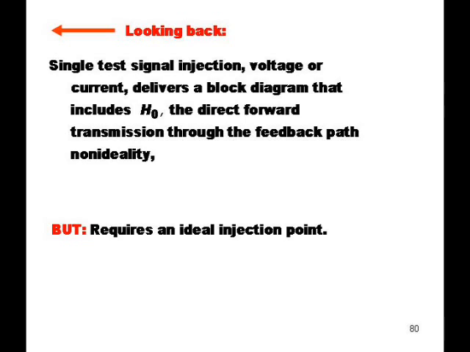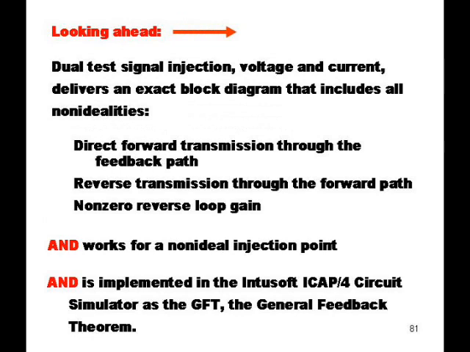So from here on, we're going to go into some new stuff. Dual test signal injection, both voltage and current simultaneously, can deliver a block diagram that includes all the non-idealities, not only the H0, but also reverse transmission through the forward path. That's backwards in the forward path. And the usual conclusion about that is, well, that's always negligible compared to the transmission in the forward direction.